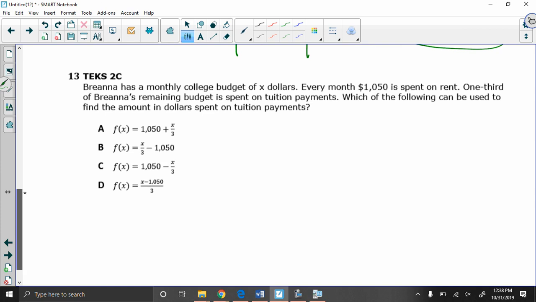All right, number 13 says Brianna has a monthly college budget of x dollars. So she's starting off the month with x amount of dollars. And every month, $1,050 is spent. So if she's spending money, she's subtracting $1,050 just on rent.